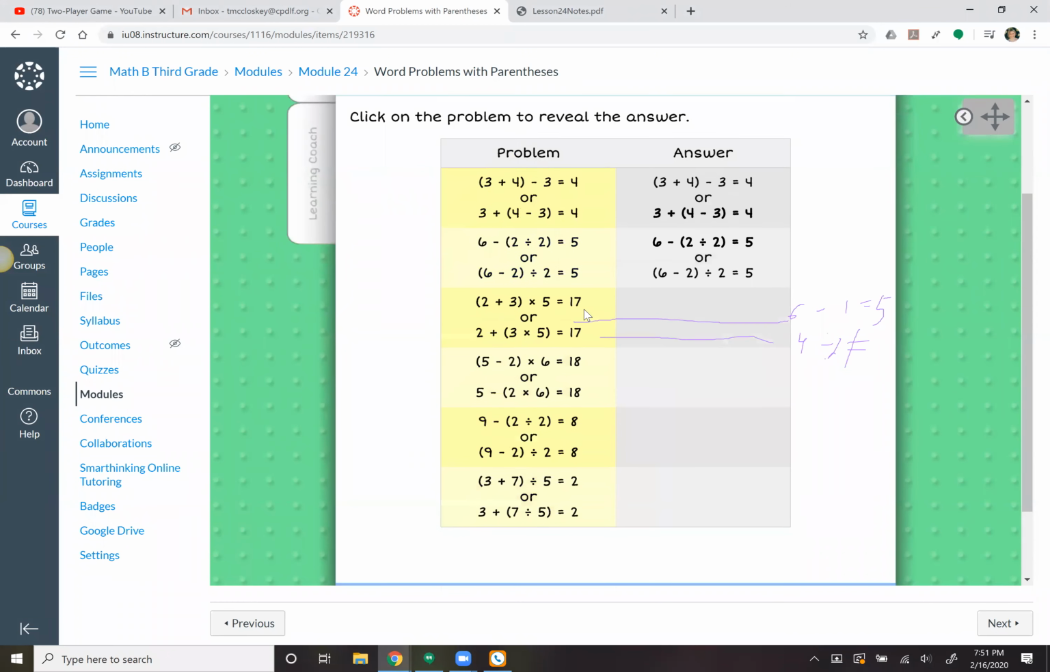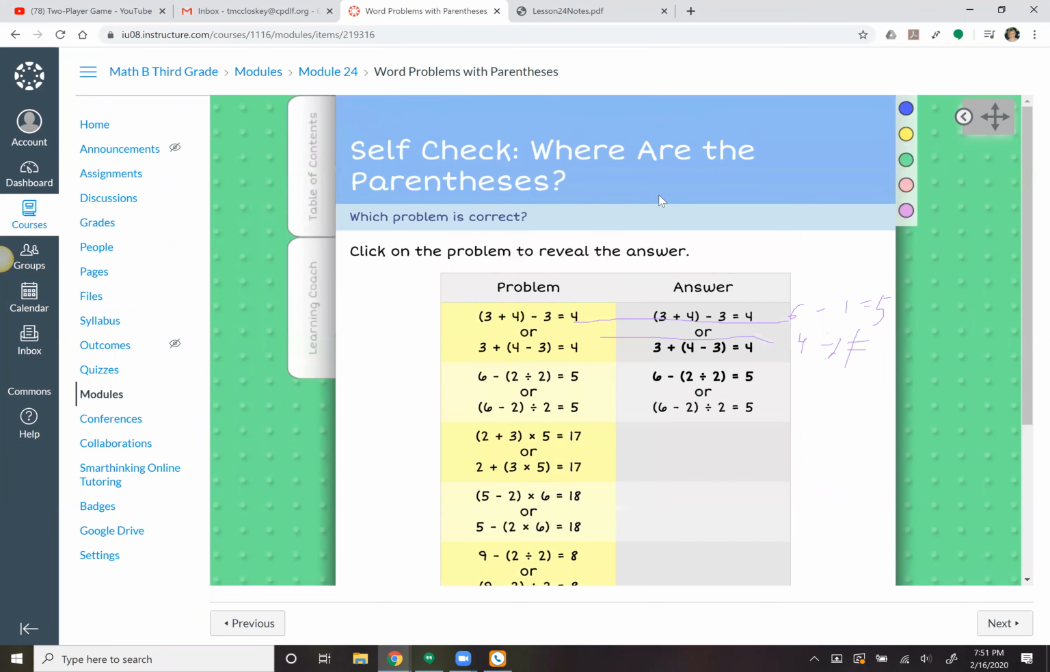So go ahead and do the rest by yourself, and then you will have IXL practice the next couple of days. If you have any questions, just let me know.